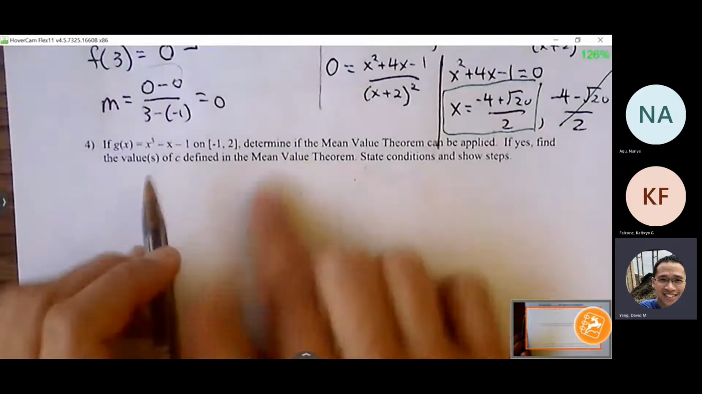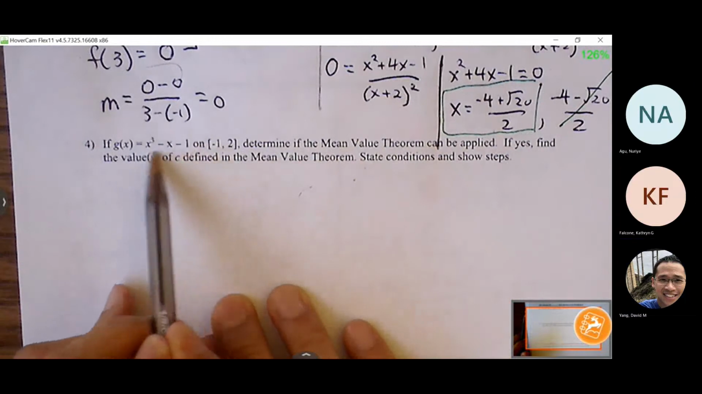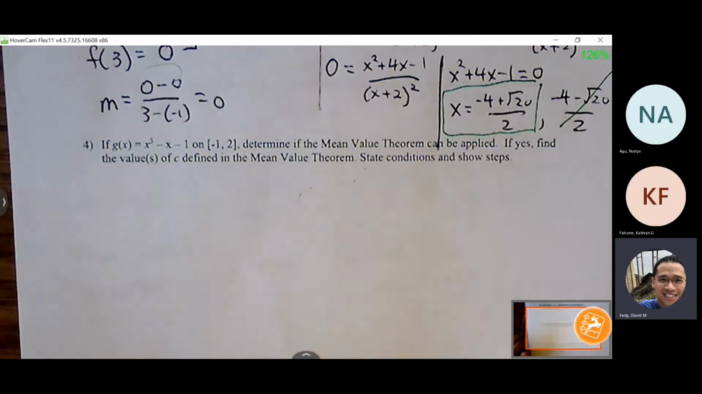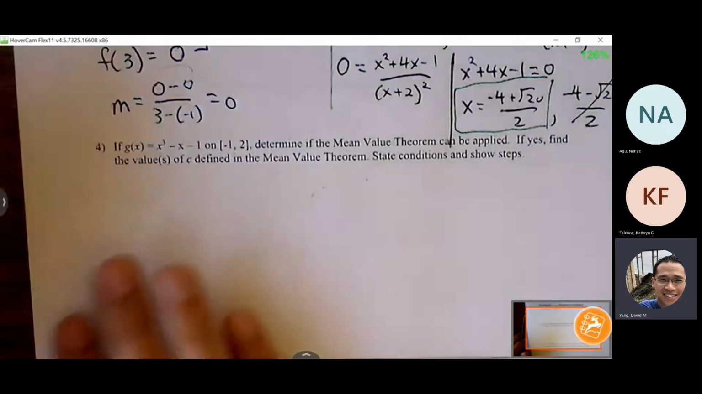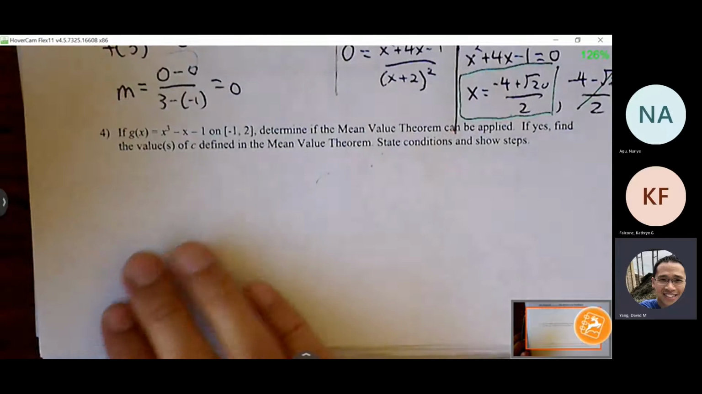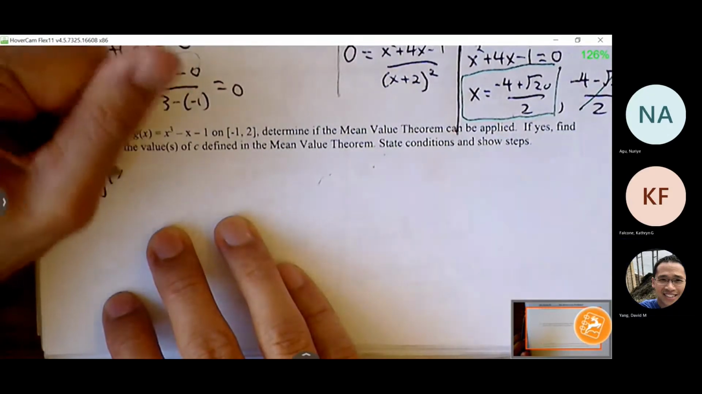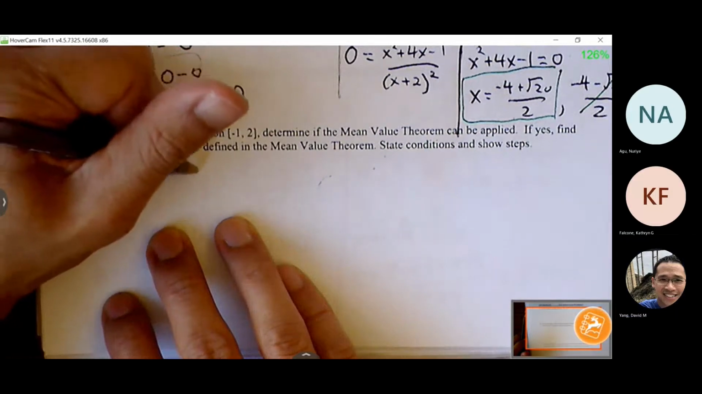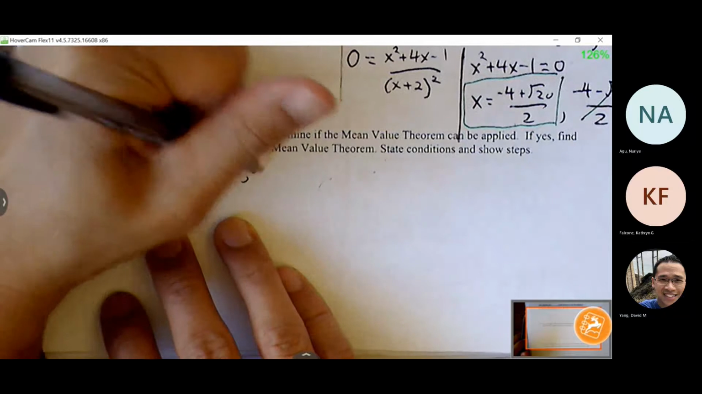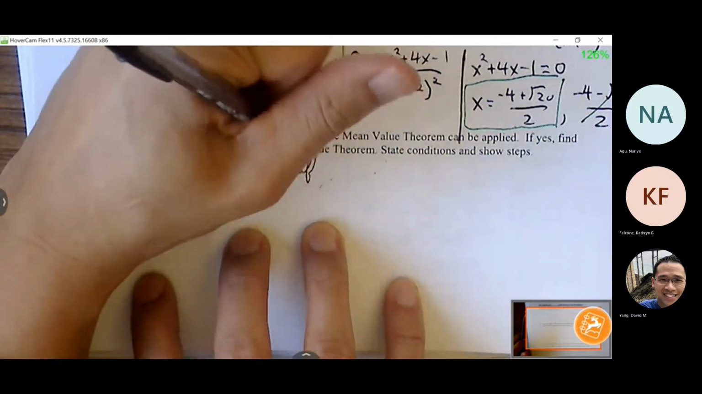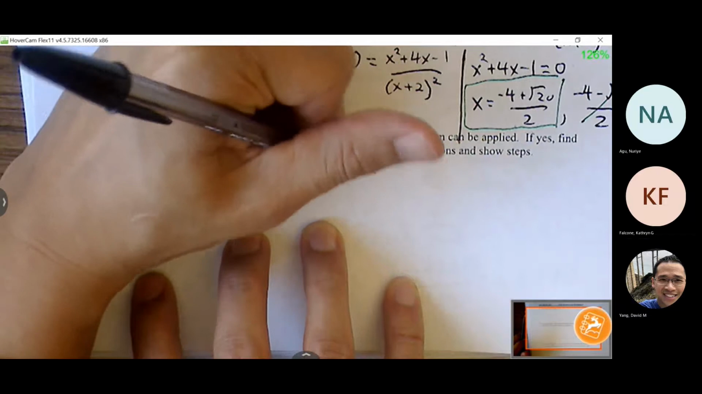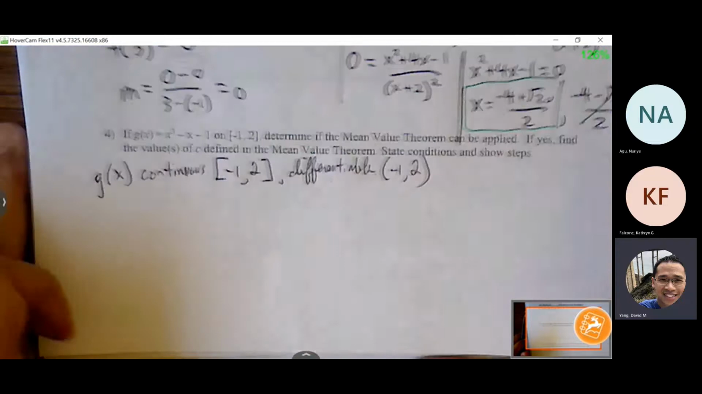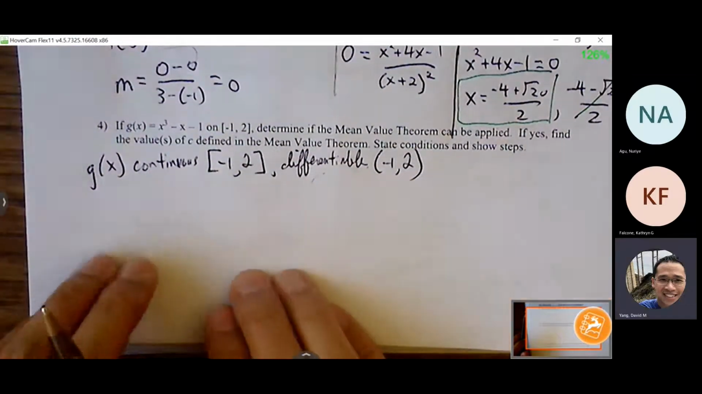Okay. So what's nice about this function here? Yeah, this is a polynomial. You know the conditions will pass with flying colors. So we just have to state them. A polynomial has no issues with continuity or differentiability. Okay, what's next?